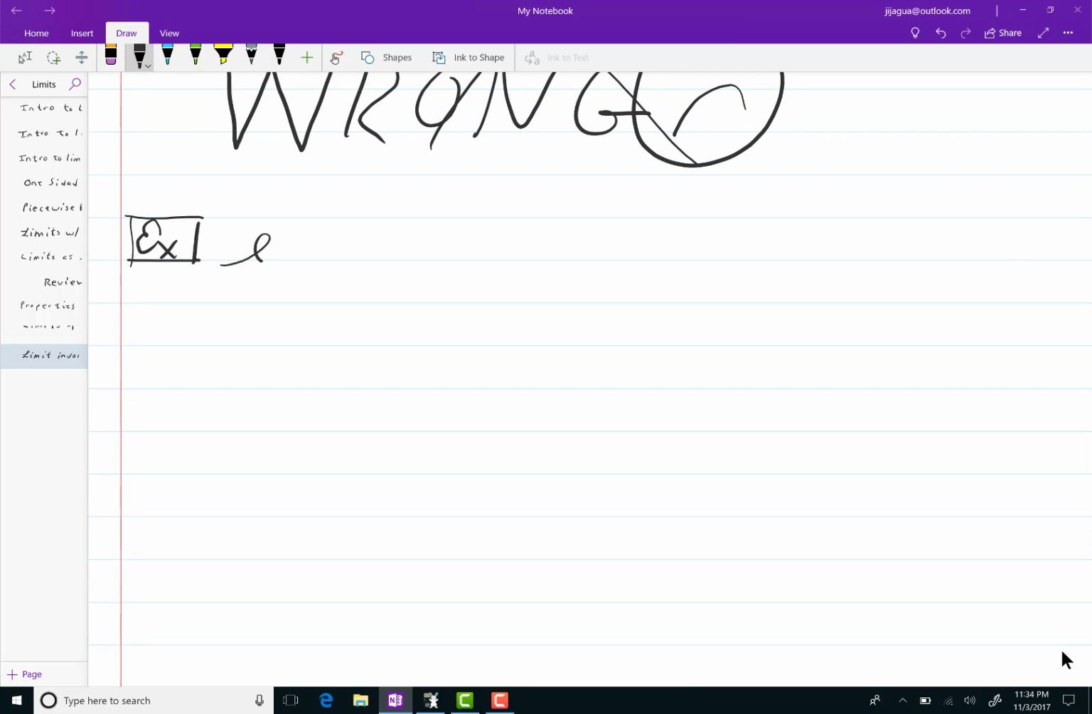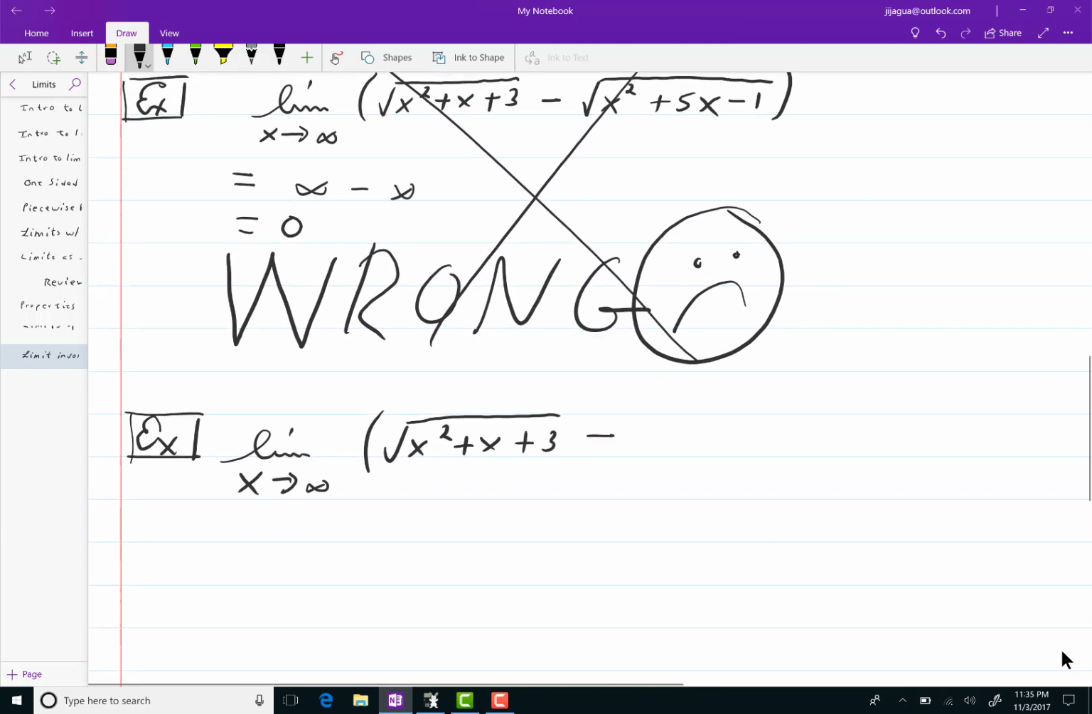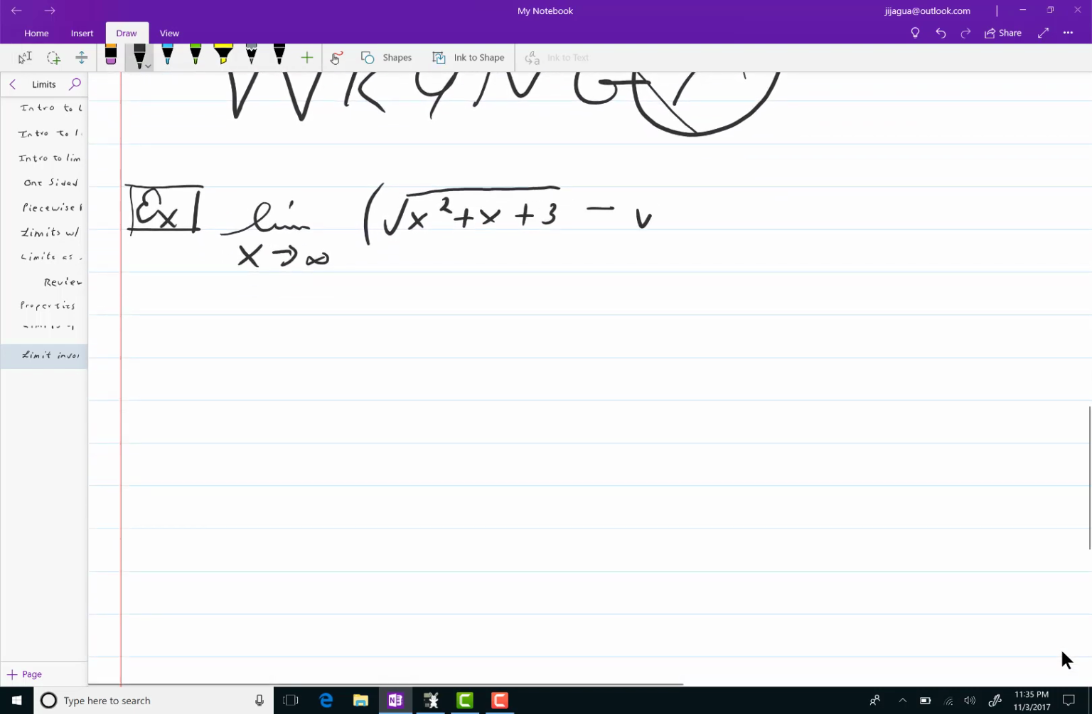Infinity minus infinity is wrong. So how do you actually do this problem? Well, you have to have some algebraic skills. So let me rewrite the limit as x goes to infinity of the square root of x squared plus x plus 3 minus the square root of x squared plus 5x minus 1.